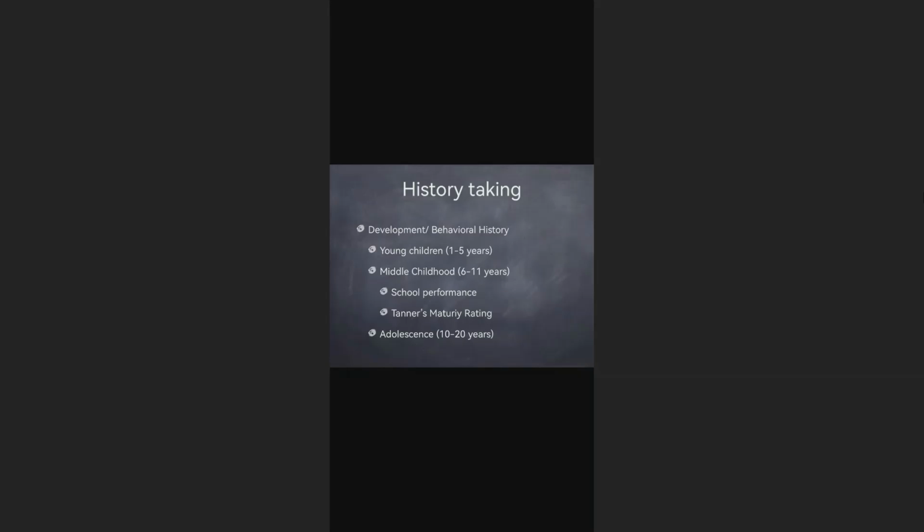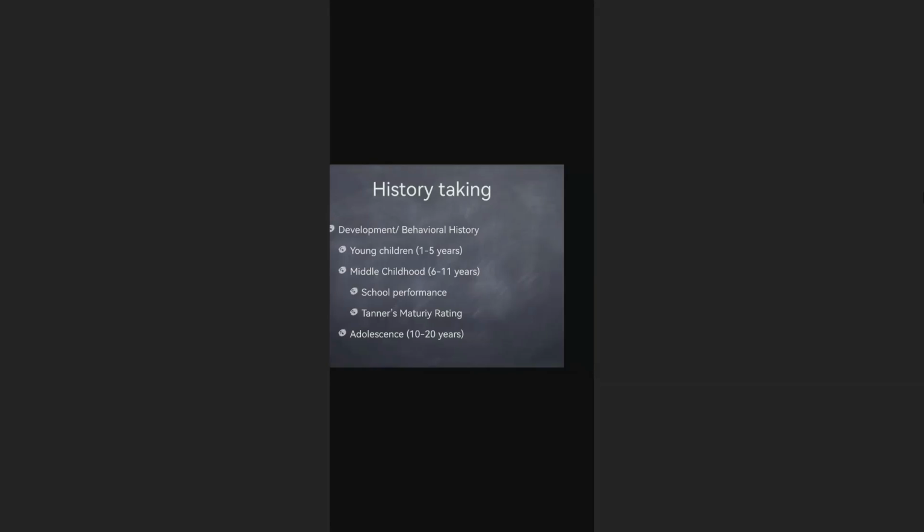Developmental history. In young children, 1 to 5 years old, this is very important when we are dealing with developmental disorders like autism spectrum or ADHD. In middle childhood, we ask for school performance and the maturity rating. Later on, we will discuss the specific TMR classification, and also in adolescence.